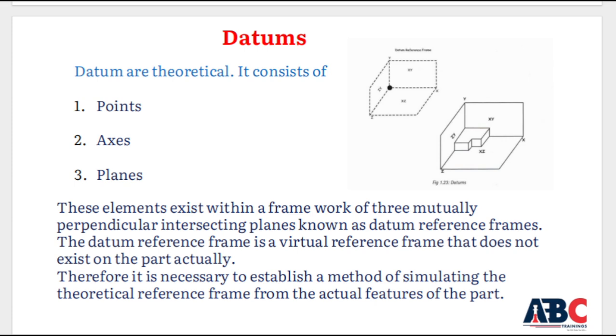Datum is created from three things: points, axes and planes. Combining these three, we create a datum. These elements exist within a framework of three mutually perpendicular intersecting planes known as the datum reference frame. The datum reference frame is a virtual reference frame that does not exist on the part actually.